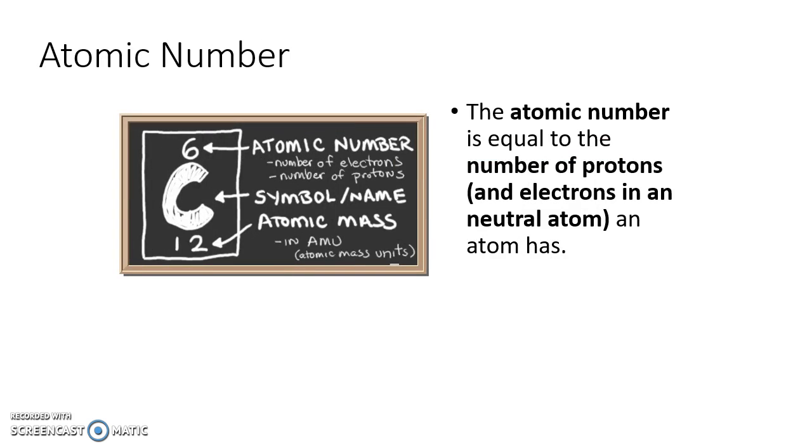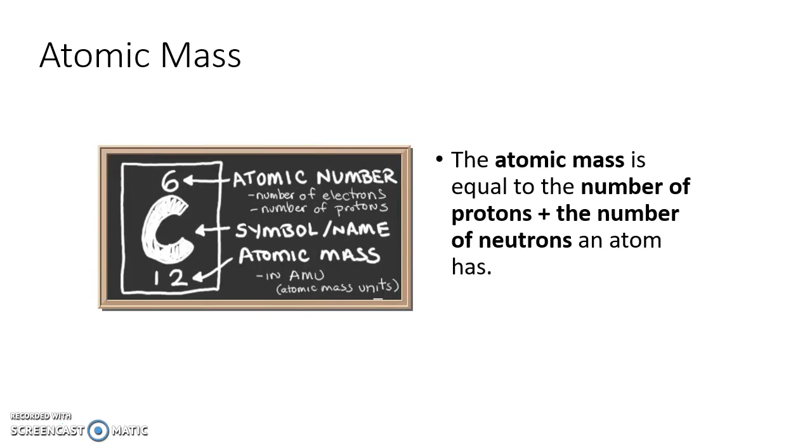Okay, and here's just that again. Atomic number is equal to the number of protons and electrons if it is a neutral atom. Atomic mass, as I mentioned, is the number of protons plus the number of neutrons. We don't include the electrons because, again, their mass is so small.